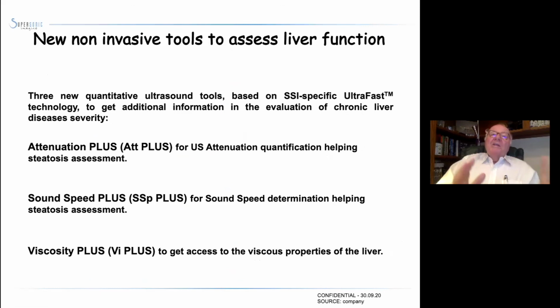Now, what's quite interesting, the interest has also shifted to the assessment of new tools or potentially new biomarkers to assess liver function: measuring attenuation of the ultrasound signal, helping in the assessment of steatosis, measuring the speed of sound of the ultrasound signal and its changes, also helping in steatosis assessment. And then finally, measuring viscosity, looking at the changes in shear wave velocity as it propagates at different frequencies, being able to assess the viscous properties of the liver.